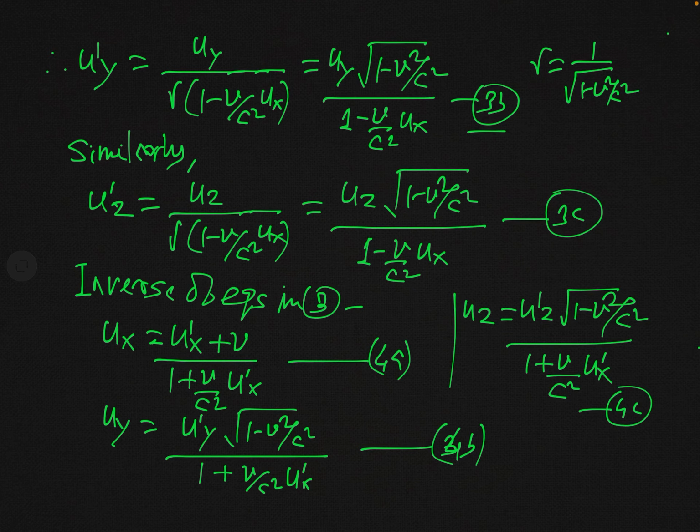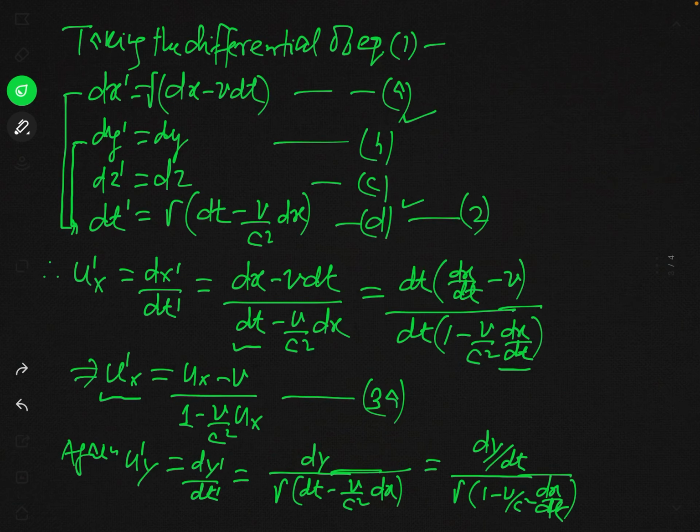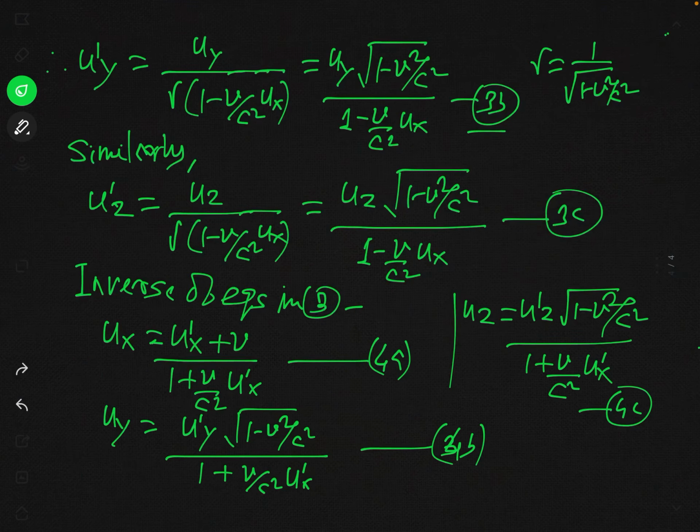One thing is very remarkable here: whenever we transform the velocity components, whether the x component, y component or z component, the term in the denominator remains the same. This is a very remarkable fact and you should remember it. In the transformation equation for u prime x, in the denominator there is 1 minus v over c square ux, and again in the transformation equation of u prime y, the same term 1 minus v by c square into ux is there too.